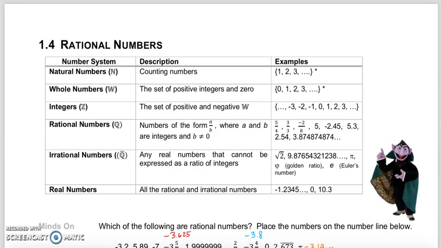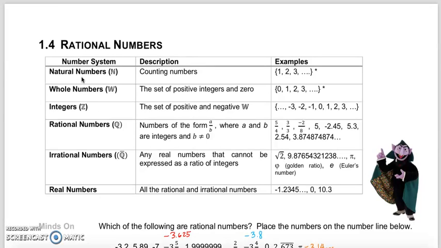Hi everyone, in this lesson we are going to go over section 1.4, rational numbers. So in the world of math, we want to describe different types of quantities, and there is a need to use different types of numbers or number systems to describe the things that we want to talk about. Some of the common number systems are listed in this table.